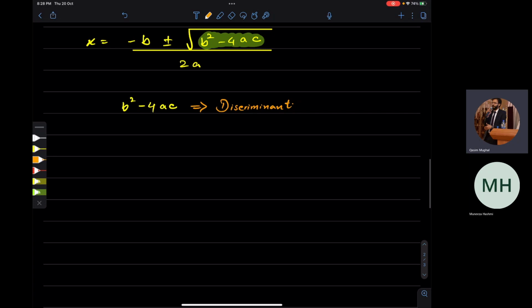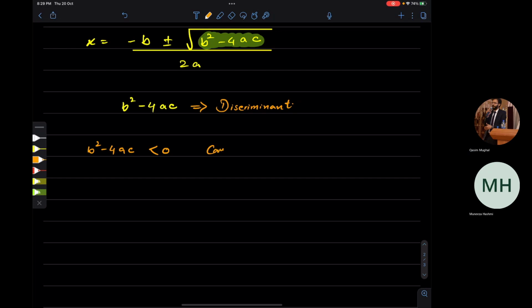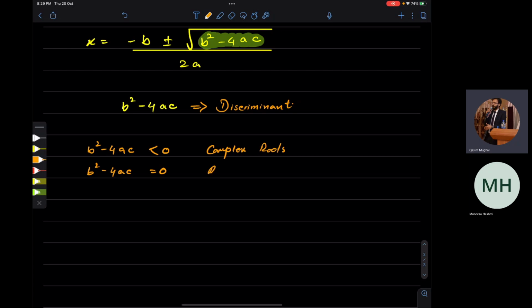Okay, so if the discriminant is less than 0, meaning it's a negative number, then you will have complex roots. If the discriminant equals 0, then you will have real and repeated roots. Got it? So yesterday I told you, if you remember, how you would know before factorizing that you will get a special factor.